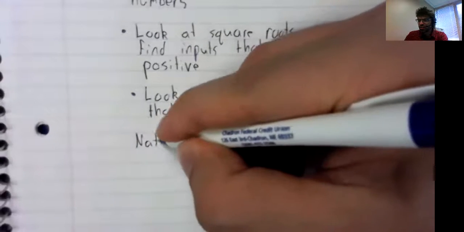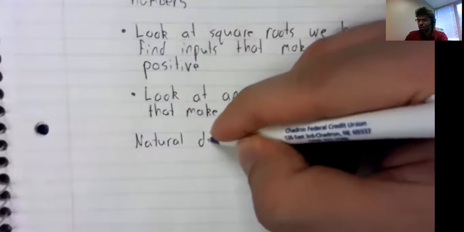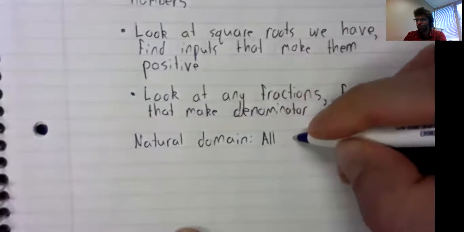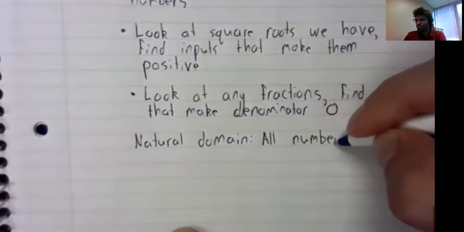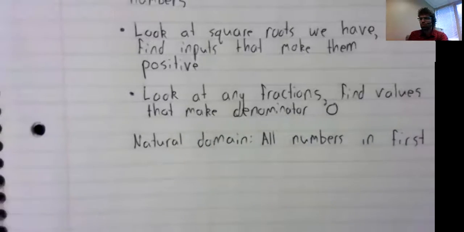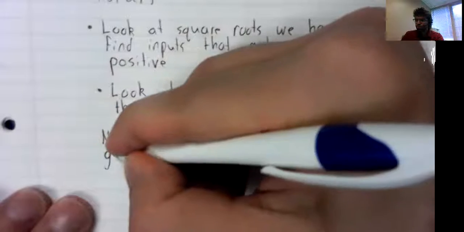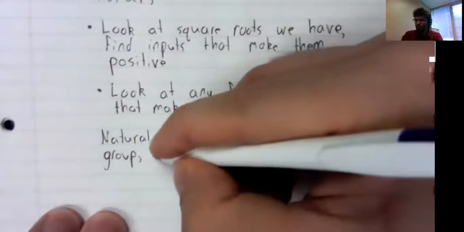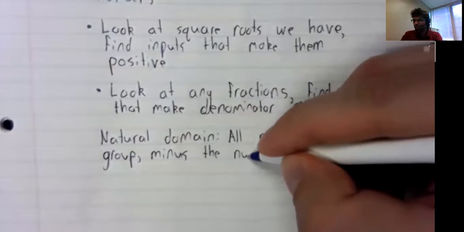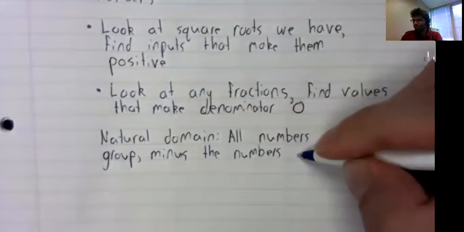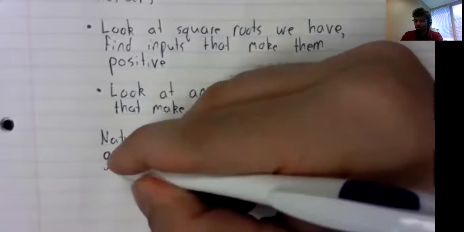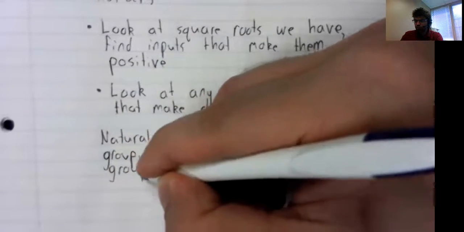And then the natural domain is all the numbers in the first group minus the numbers in the second group.